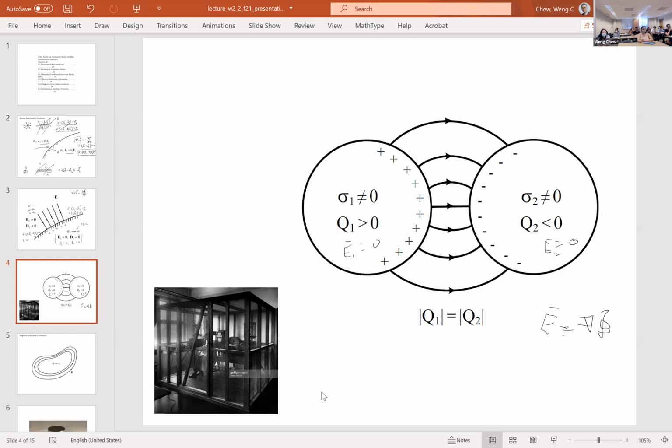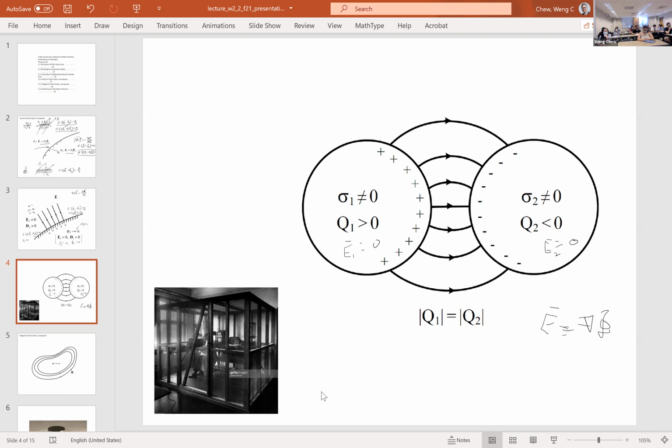Okay. So this is a wonderful thing. The wonderful thing being that you don't need a perfect conductor or good conductor to shield out electromagnetic field. And you probably have heard of the story of the Faraday cage. I have a picture of Faraday cage on the bottom left.